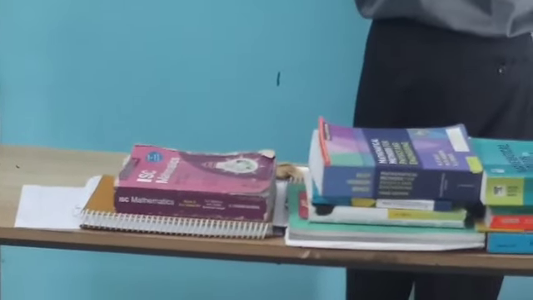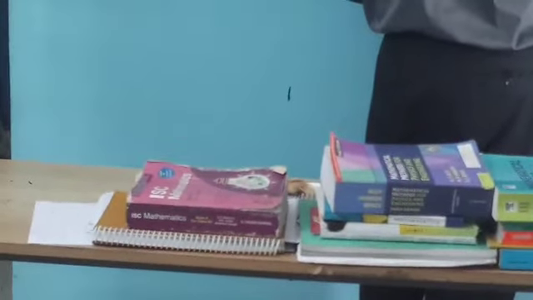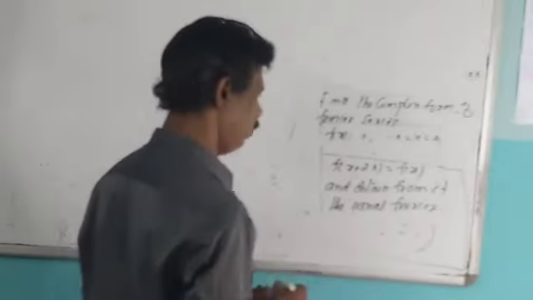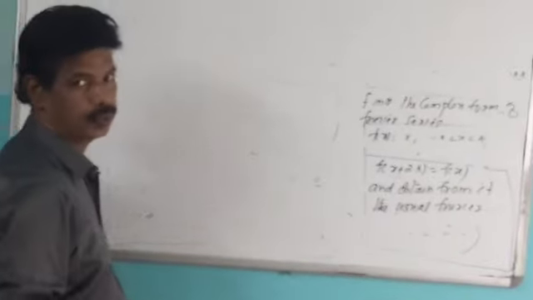Find the complex form of Fourier series. Next question: f of x is equal to x in the interval minus pi to pi, and f of x plus 2 pi equals f of x. Obtain it from the usual Fourier form. Clear? Yes. Just the usual Fourier series.